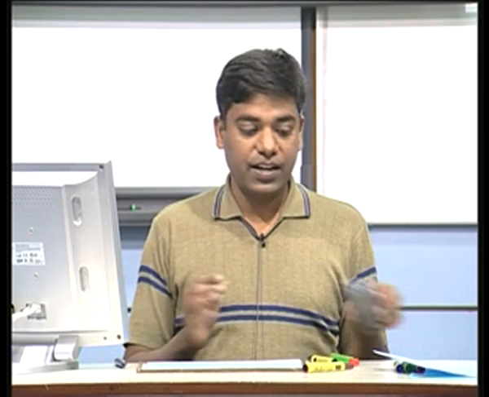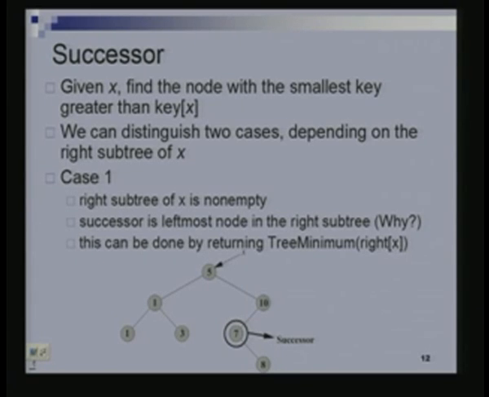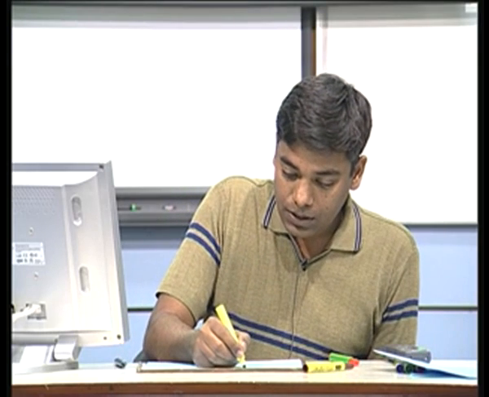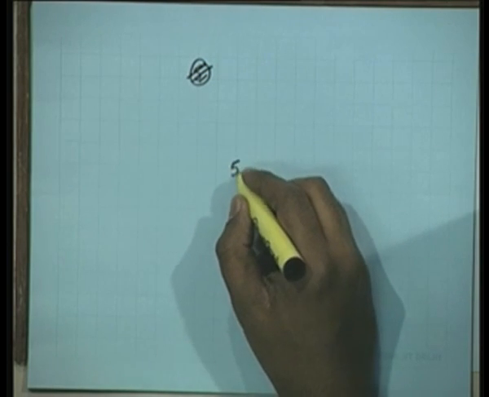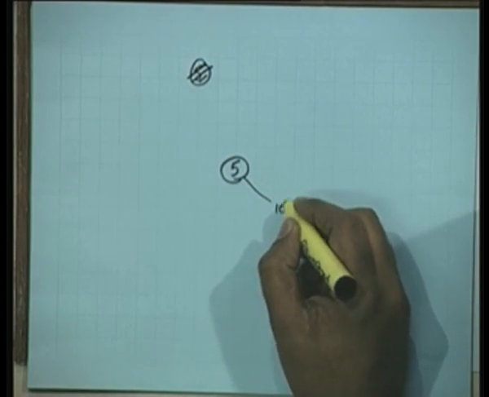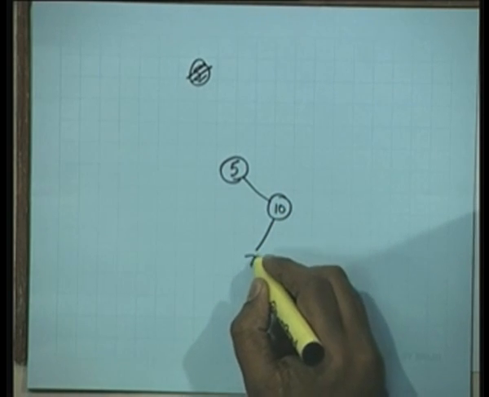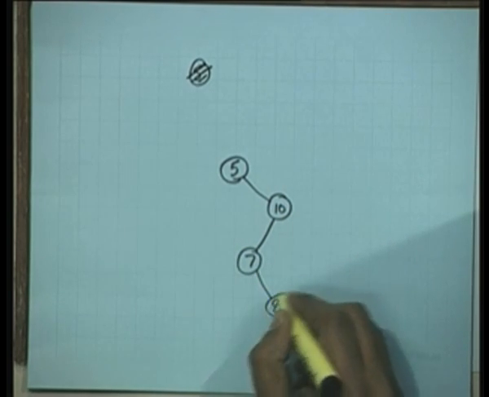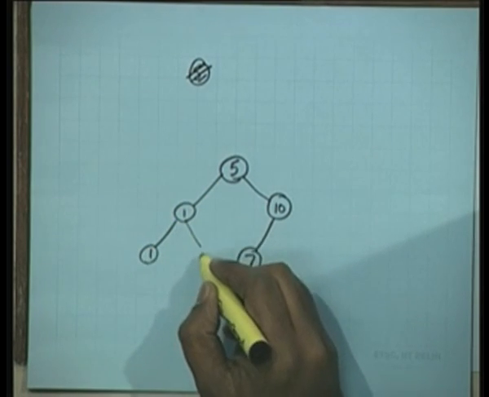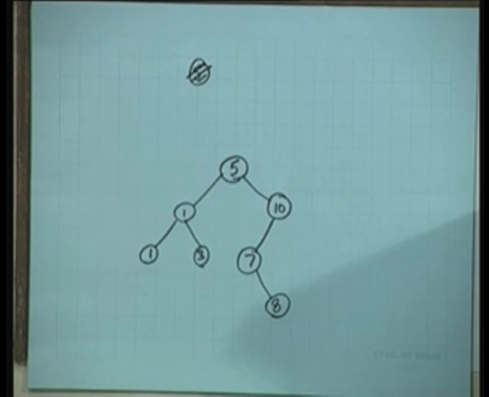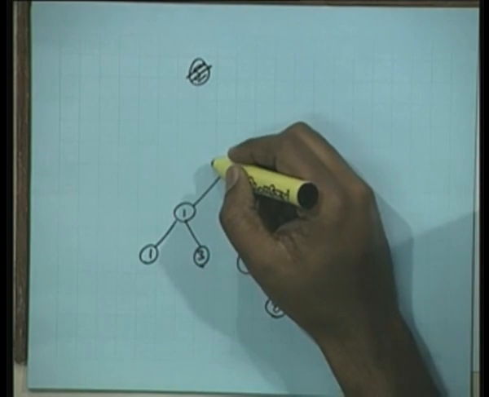Right, so lots of confusion here. We need to look at it more carefully. Okay, so what are we trying to say? Let me draw this picture that was there on a fresh sheet of paper. I'll put down 5 here in the center, and we have 10 here, we have 7 here, and we have 8 here. We have 1, 3. Now I have to find out the successor of this gentleman, 5.